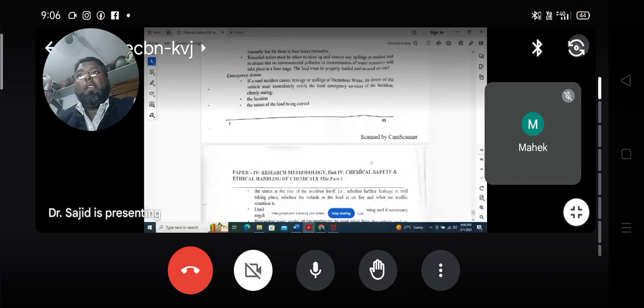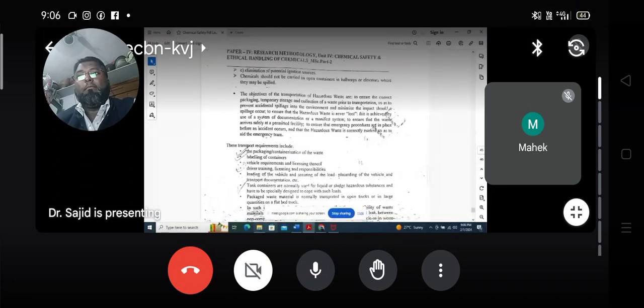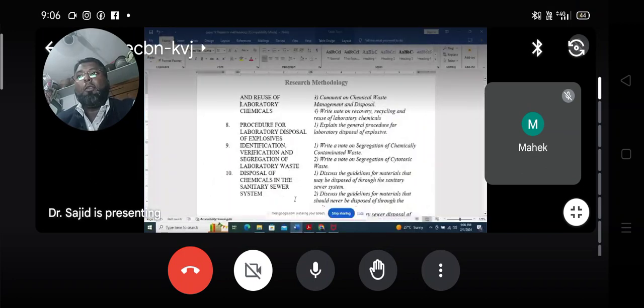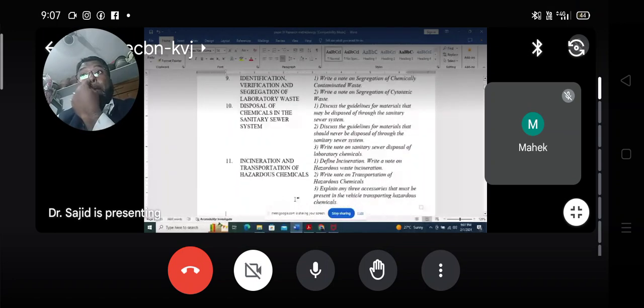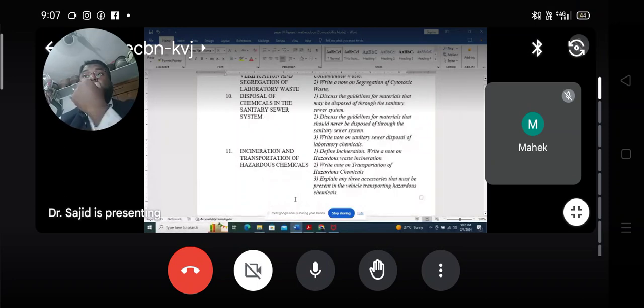Okay, anybody is having any question they may ask. From my side, these are all the general things required for the safety of the lab that I have notified to you. Whatever the questions are, you can answer in your own words. Anybody is having any query? Okay, if there is no query then we will stop here.